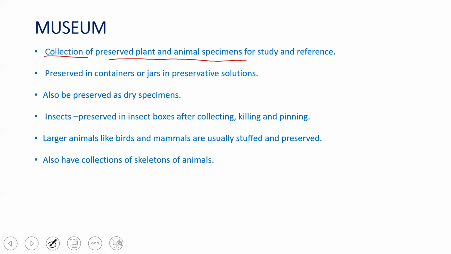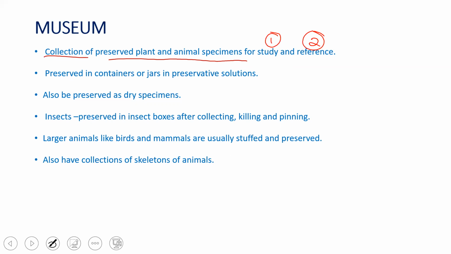So plants and animal specimens can be collected and preserved. The first reason is for their studies. Okay, they can be used for studies. The second one is for quick reference. Quick referral can be done using the plant or animal species.